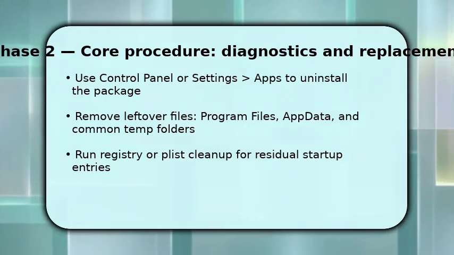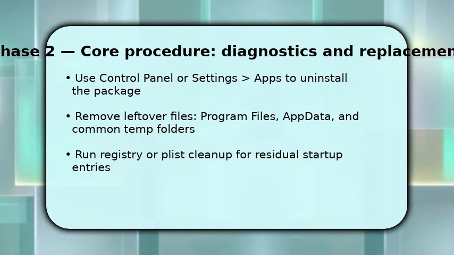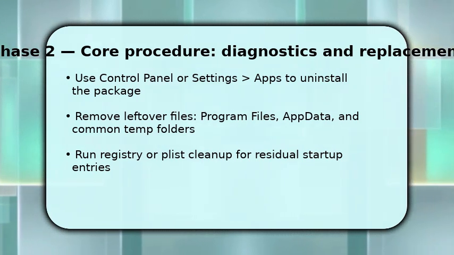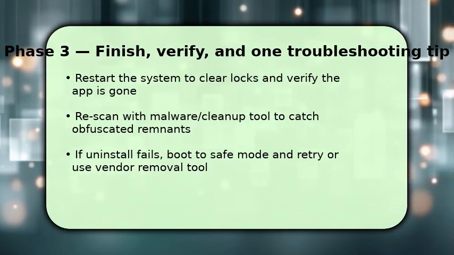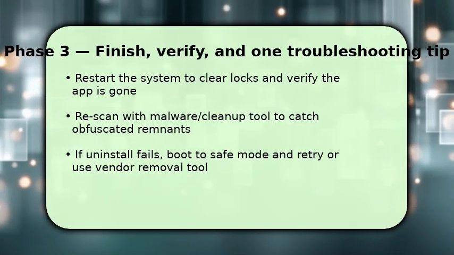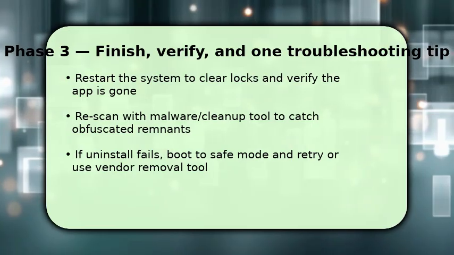On Windows, you can use regedit carefully to delete keys that reference the app. This ensures no hidden services restart the tool. Finish by rebooting the machine so any in-use files are released and startup items are refreshed. Then verify the app no longer appears in lists.